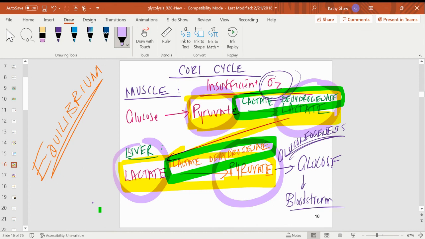We'll do a separate video now so I can change the screen share to do the Krebs cycle.